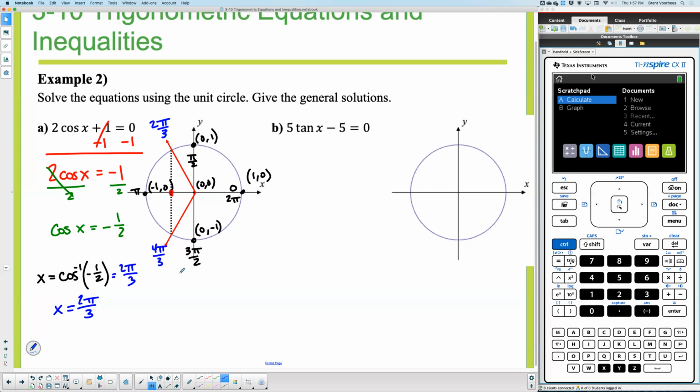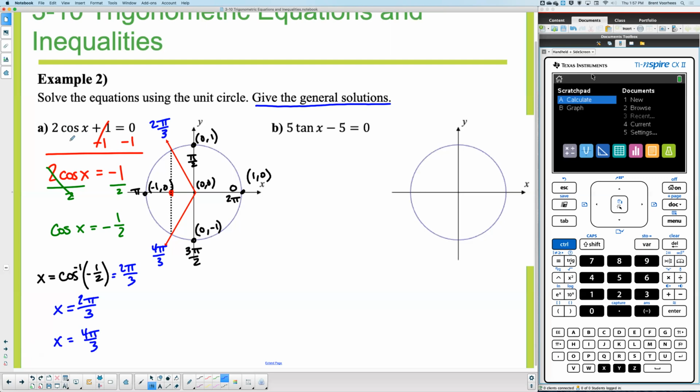Now that would not come out of the calculator. So I would have these 2 solutions. I would have 2 pi over 3 and 4 pi over 3. Now look up at the top. It says give general solutions. You know what that means? That means you give them all. So I would need to add something on here.